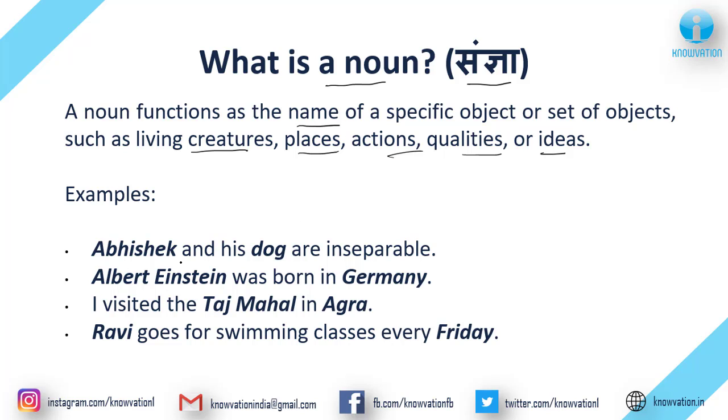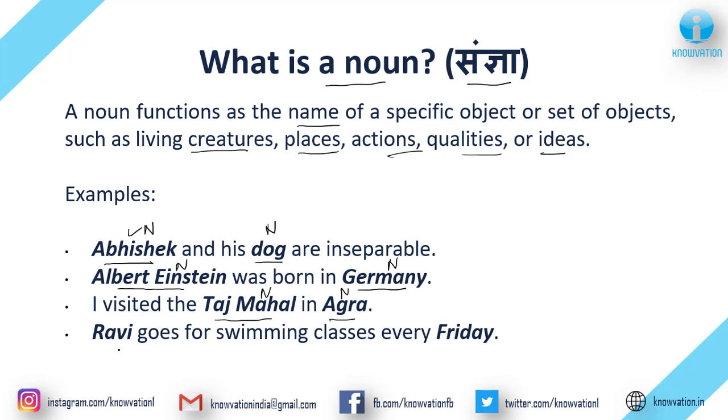First example: Abhishek, which is the name of a person, so it is a noun, and his dog are inseparable. So this is the name of an animal, so it is also a noun. अगला एग्जाम्पल देखते हैं: Albert Einstein was born in Germany. So friends, Albert Einstein is the name of a person, so he is also a noun. Germany is the name of a country, so ये भी एक noun होगा. I visited the Taj Mahal in Agra. So here Taj Mahal is the name of the monument, so it is a noun, and Agra is the name of the city, so it's also a noun.